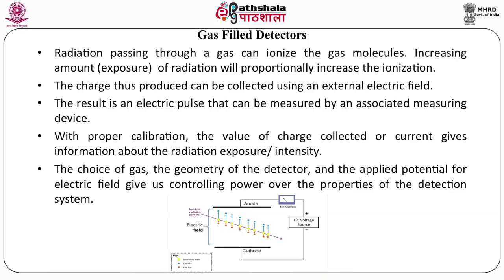When you collect that charge, the result is an electric pulse that can be measured by an associated measuring device. With proper calibration, the value of charge collected or current gives information about the radiation exposure, or its strength or intensity. The choice of gas to fill in a detector, the geometry of the detector, whether it should be pancake type, cylindrical or spherical, and the applied potential between the electrodes within this detector container give us controlling power over the properties of the detection system.